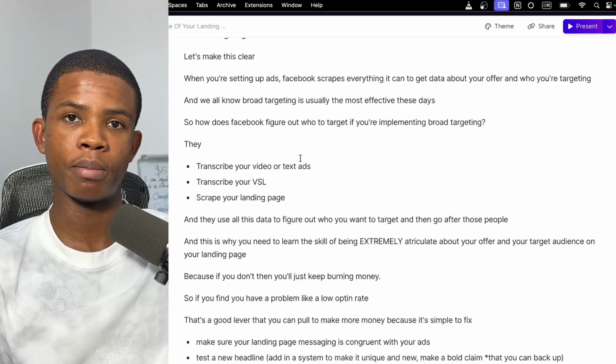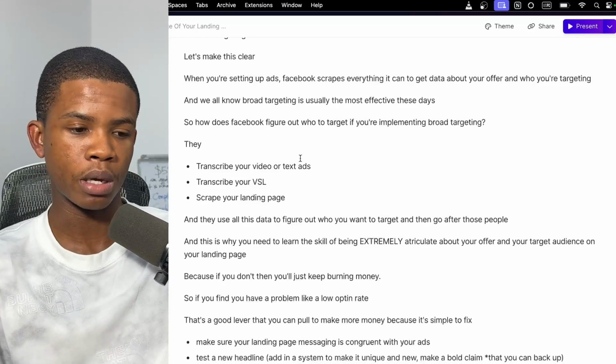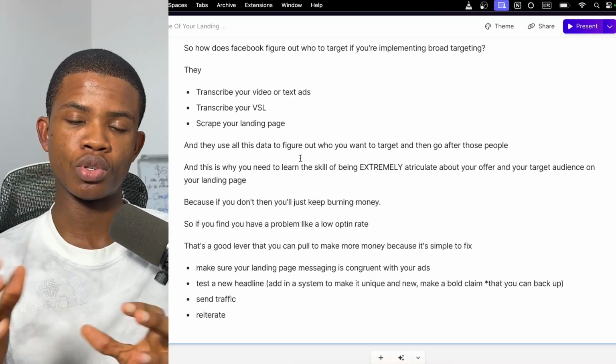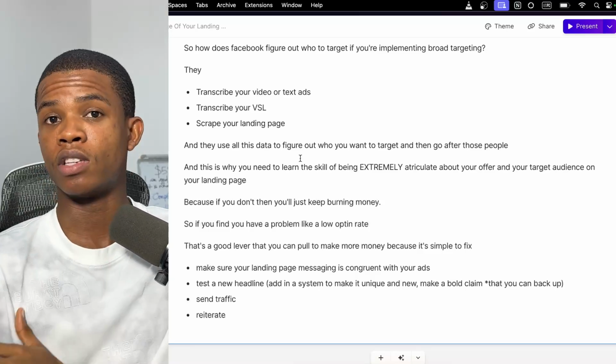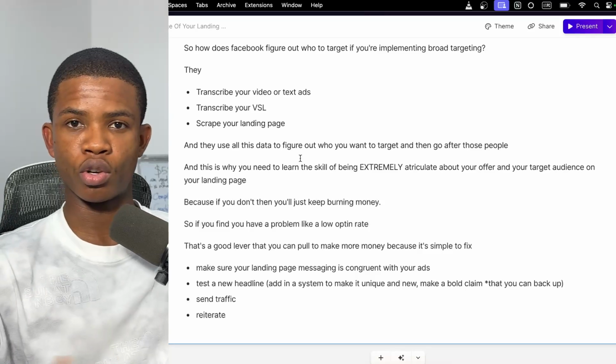You have to develop the ability to be very articulate, because this is how you don't mess up your targeting, and this is how you make more money. So it's extremely important, because Facebook is going to use all of this data to try to figure out, okay, is it targeting coaches? Is it targeting consultants? Is it targeting 18-year-olds who are just trying to make money online?